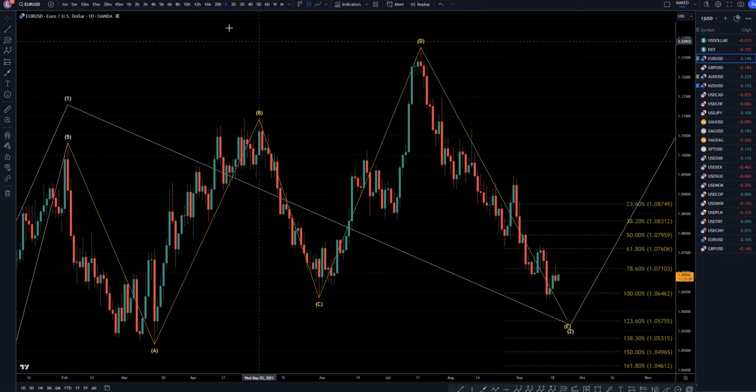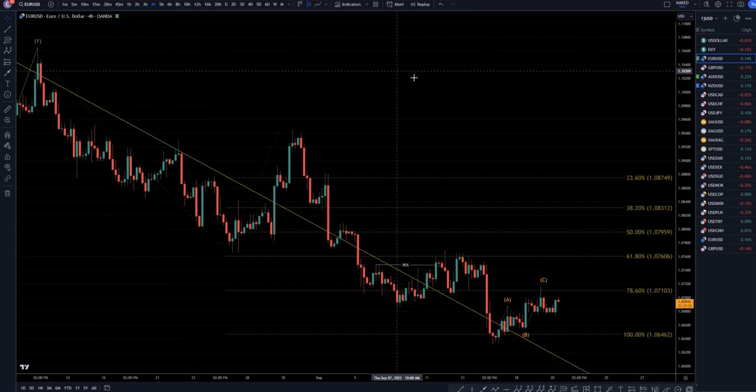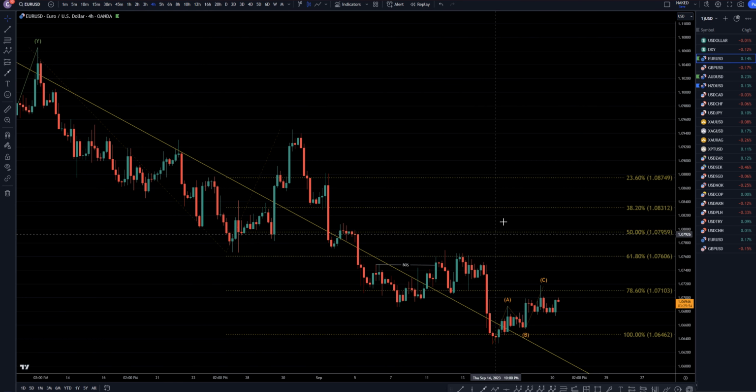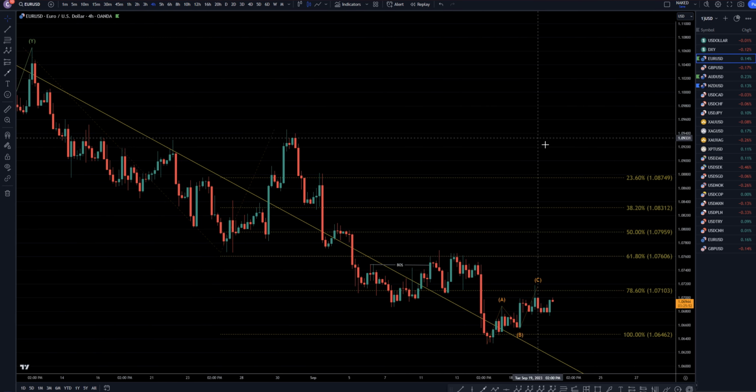But we do have the FOMC federal funds rate for the US dollar today, and that very easily could cause a structure break and a change in direction.